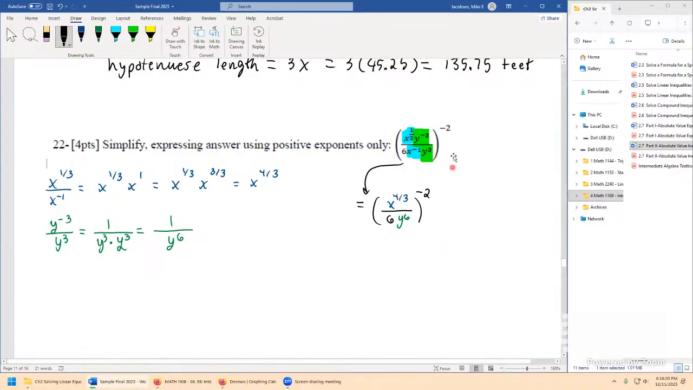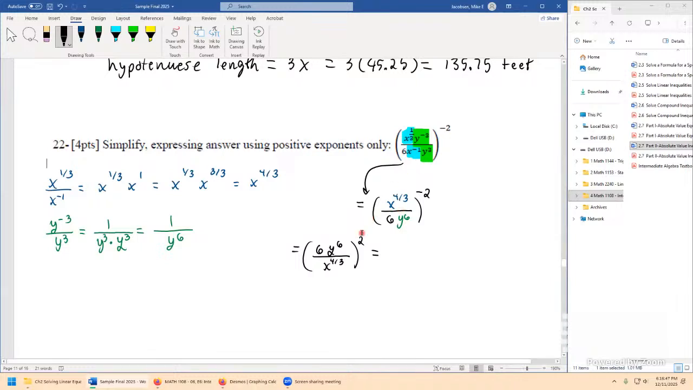Now this problem is way easier to get through. We want to answer with just positive exponents. So the next offender is that power -2, but it turns into a power of +2. And all we have to do is flip the fraction on the inside, take the reciprocal. So 6y^6 over x^(4/3) is what we'll get.